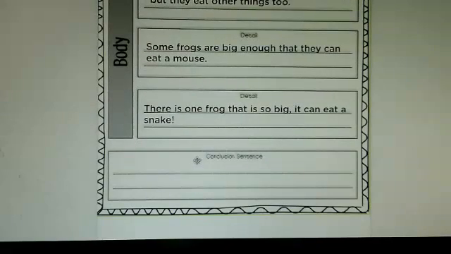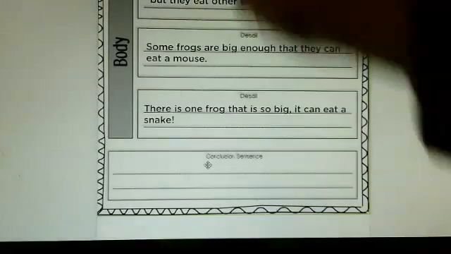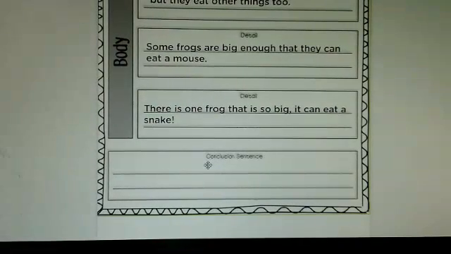Now I need to write my conclusion. Remember, a conclusion is wrapping up your paragraph. It kind of brings everything to an end and lets your reader know you're done talking about that topic. So I need to wrap up talking about the frog's diet. Hang on just a second. Okay, I kept this one simple.